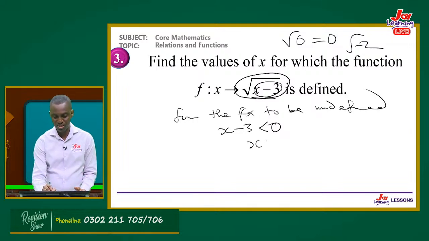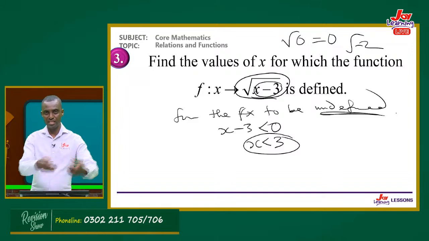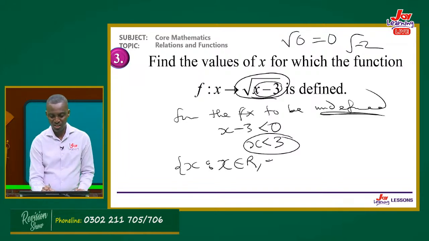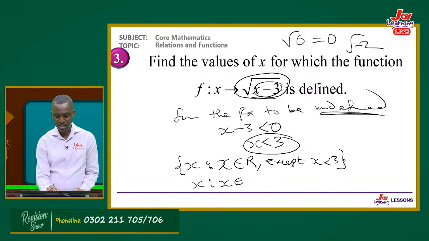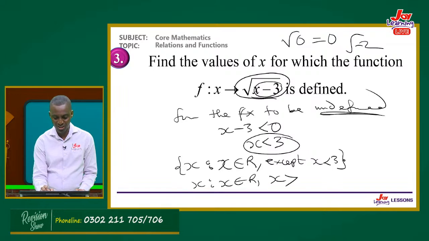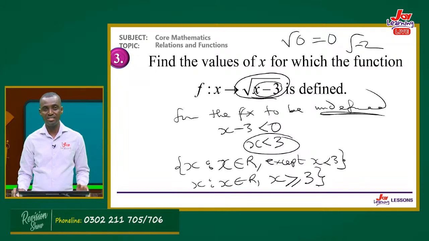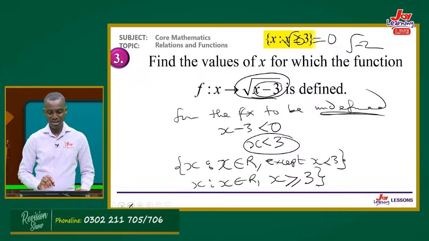That will make it undefined. So what is your X? X should be less than positive 3. That means all numbers that are less than positive 3 will make it undefined. So we make it an exception. Then X can be all real numbers except, so you can say except S is less than 3. Or S such that S can be all real numbers, then S should be greater than or equal to 3. So these are the two possible ways of writing the domain or element that will make the function defined. Right.